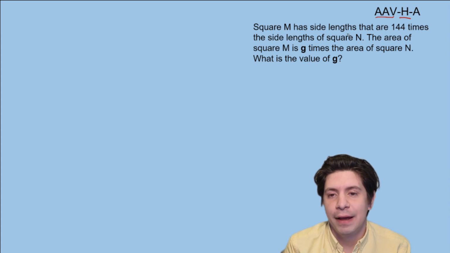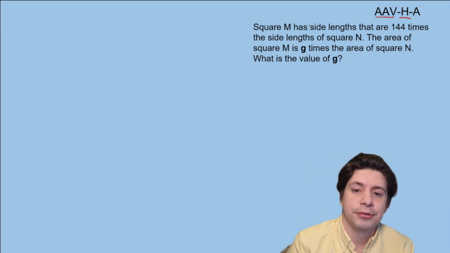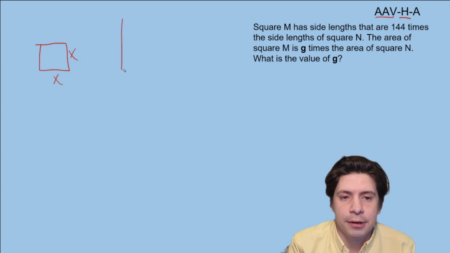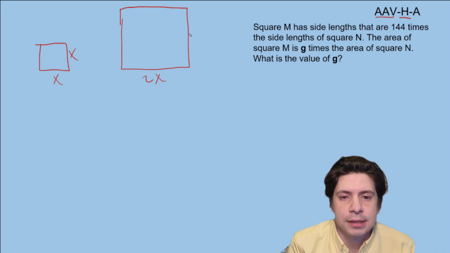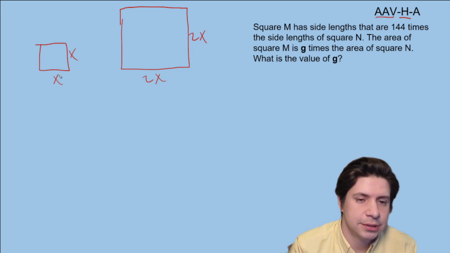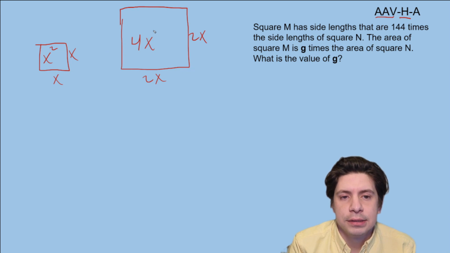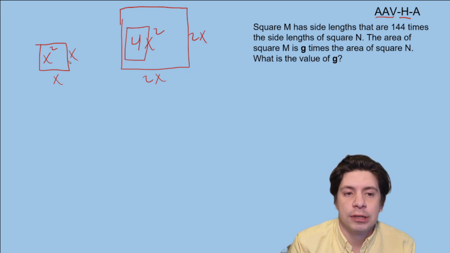So we don't know the actual values of the side lengths, and that's what makes it a little tricky, but it's all about proportions, right? If you think about a square, and let's say it is x and x, and then you think about another square, and it is 2x and 2x, the proportion is that this is double, because it's 2 and this is just 1. The area for this is x squared, and this would be 2x times 2x, and that would get us 4x squared. That would make the area 4 times bigger, right?